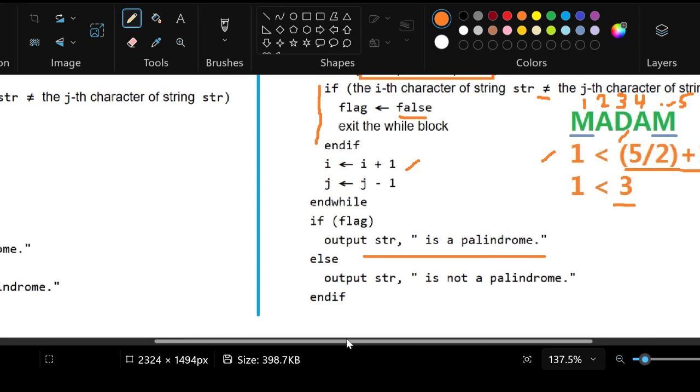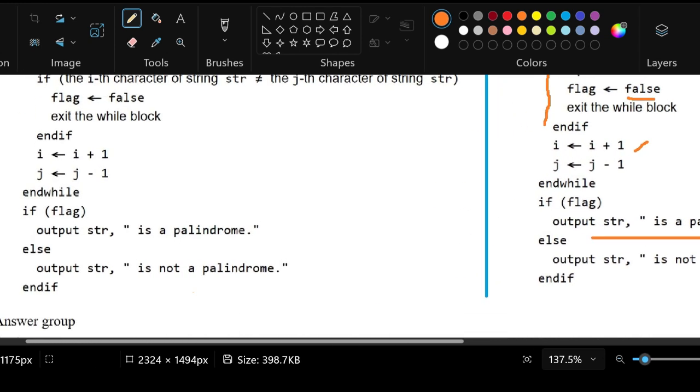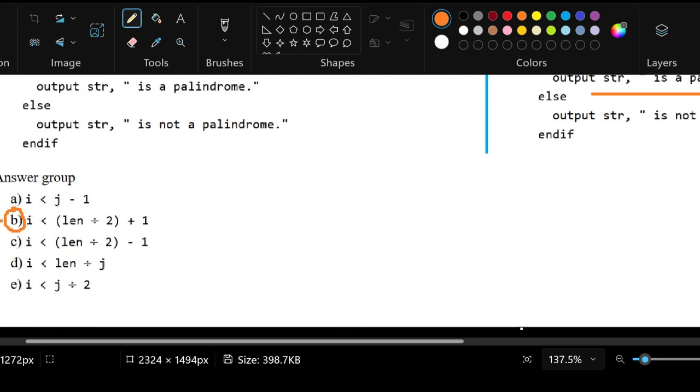And again, the correct answer in this case would be letter B.